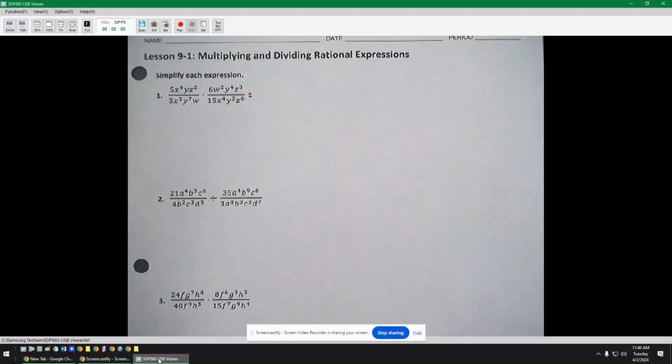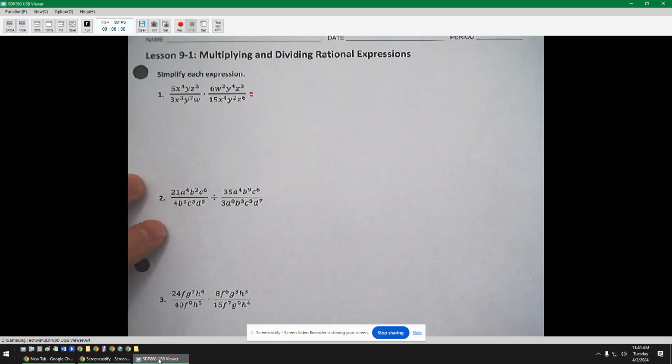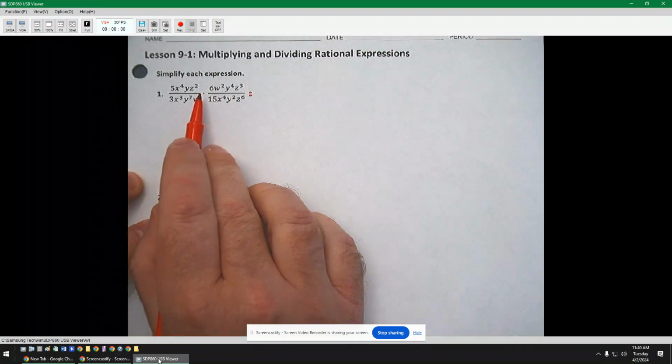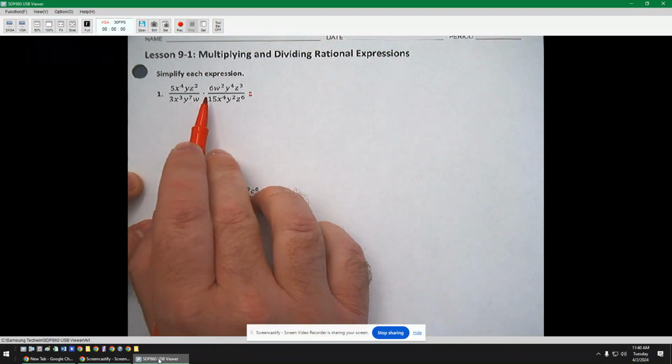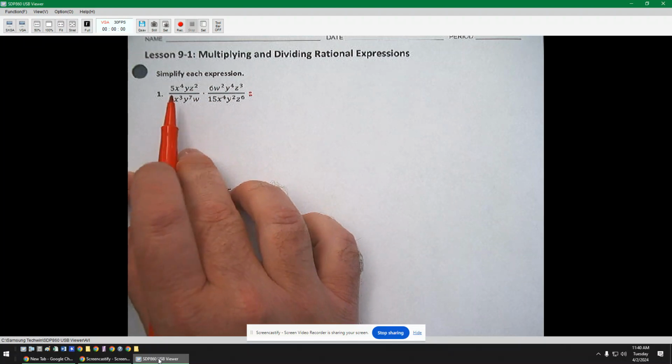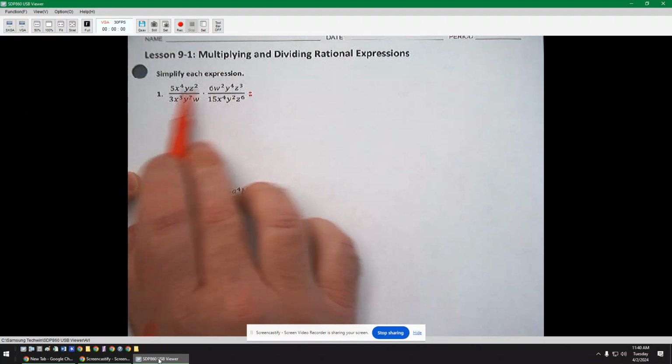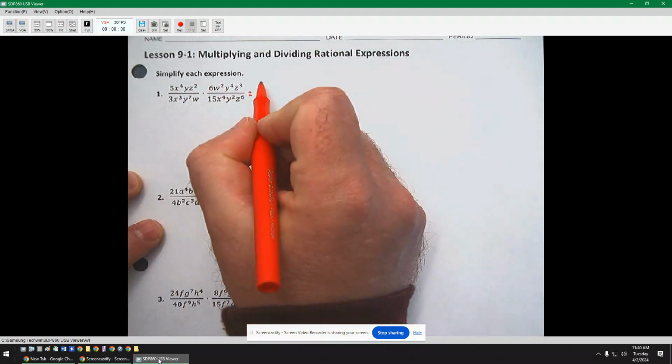So the nice thing about multiplying is you can just multiply straight across. Fractions don't need a common denominator if you multiply. So I don't really care that these don't match up. When we get to adding and subtracting, it will matter. So when you multiply straight across, 5 times 6 is 30.